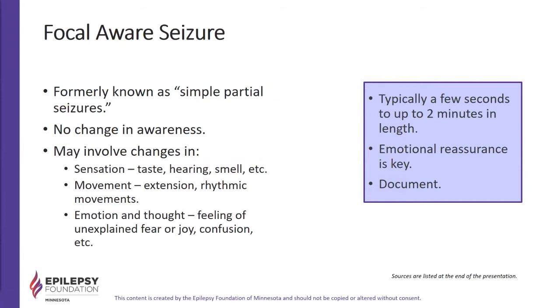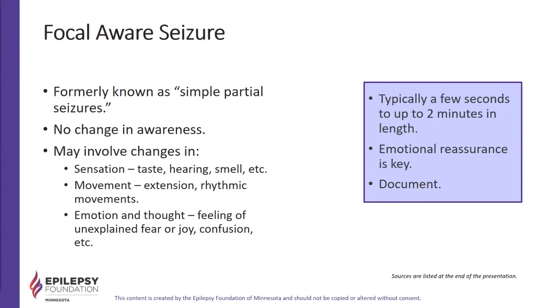And the first type of seizure we're going to look at is known as a focal aware seizure. These were formerly known as simple partial seizures. So someone having this type of seizure would have no change in their awareness. However, the changes would be involved in their sensation. So they may taste, hear, or smell things that aren't there.